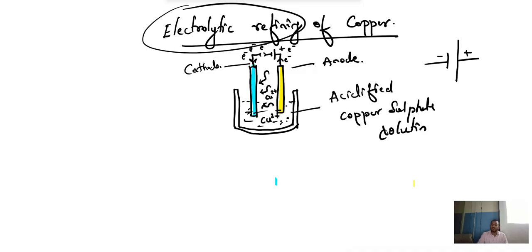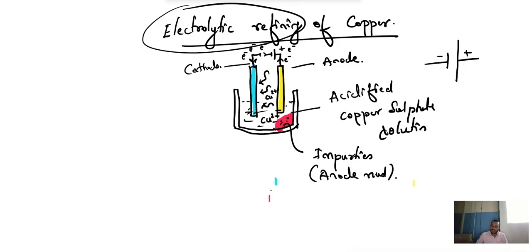Now, certain impurities will be left out. The impurities will be left behind in some corner. This impurity, we call this anode mud.